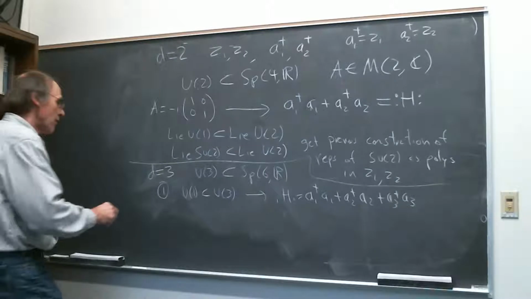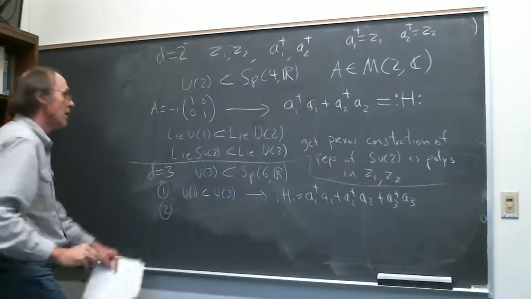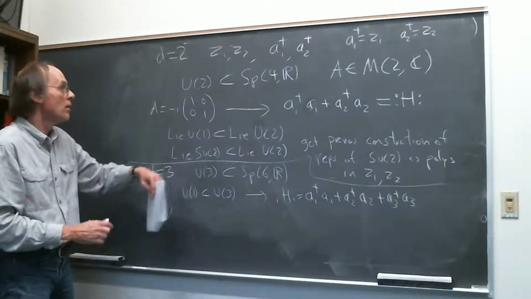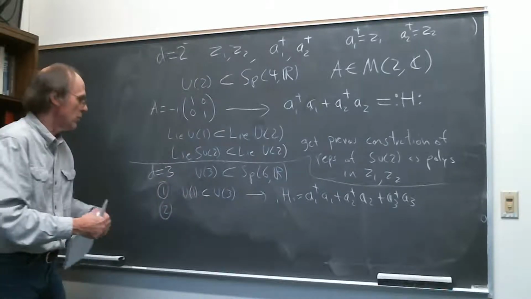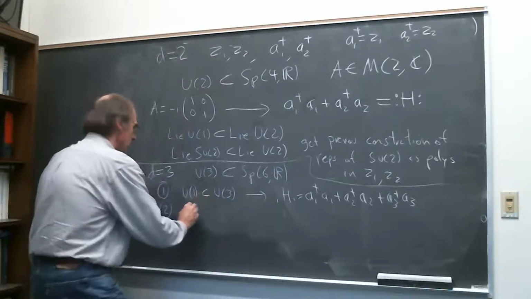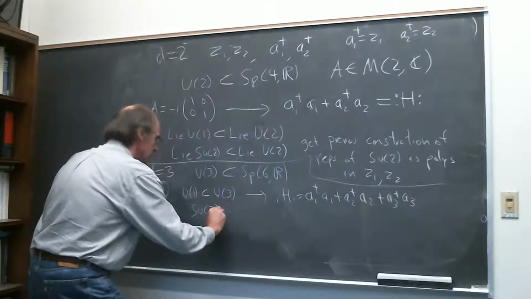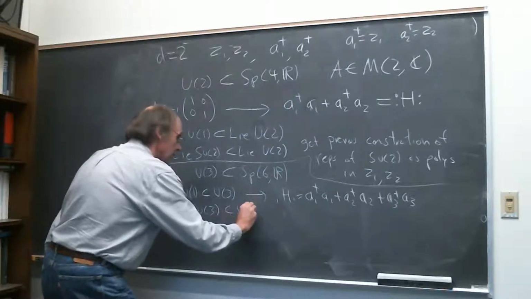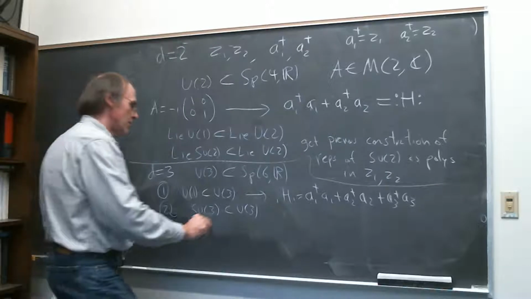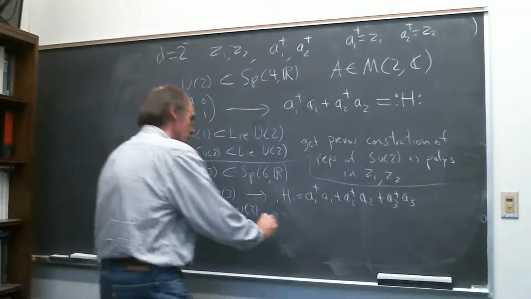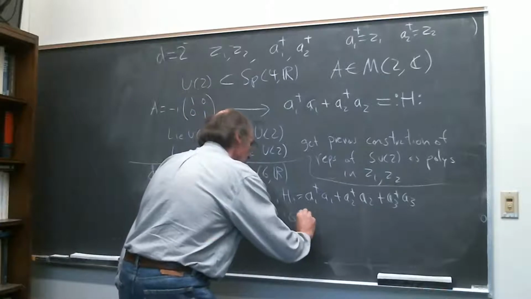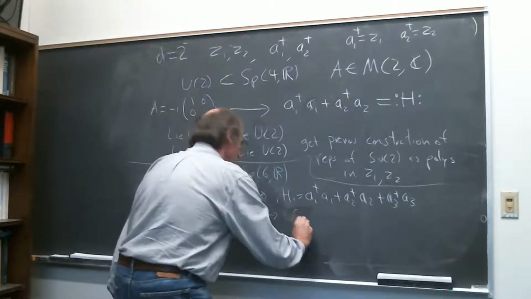Then the other thing you can do is again look at the things with determinant 1 in here. So SU3, and this gives you operators. You're going to get 8 operators.